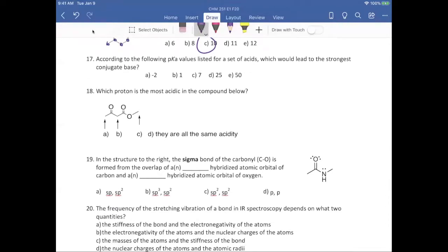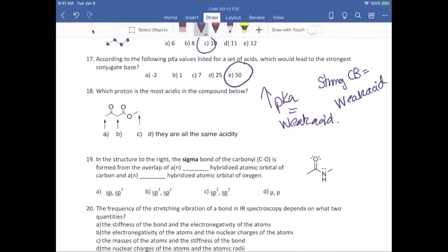According to the pKa values listed for the set of acids, which would be the strongest conjugate base? Remember, a strong conjugate base equals a weak acid. And remember, a large pKa equals a weak acid. So this one right here is going to be the highest pKa, that's the weakest acid, and so its conjugate base is going to be strong. Because what that means is that the molecule would prefer to be in the acid form, and if we pull that proton off, we end up having a very strong conjugate base, which would like to go back to that acid.